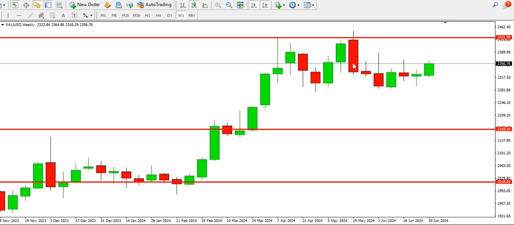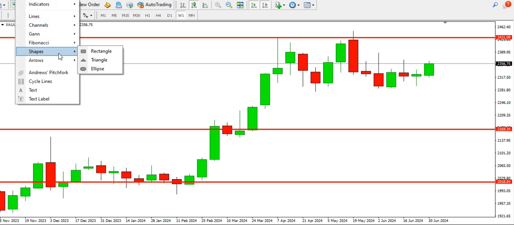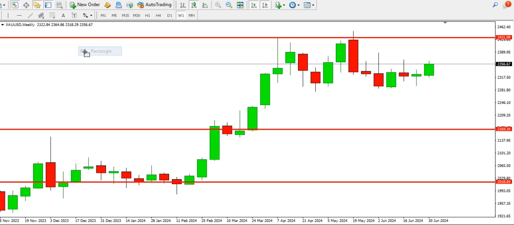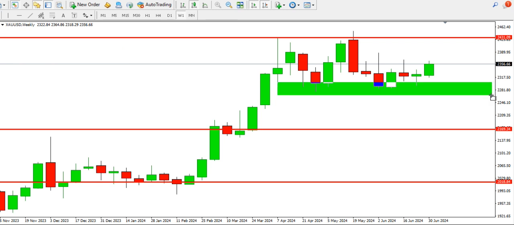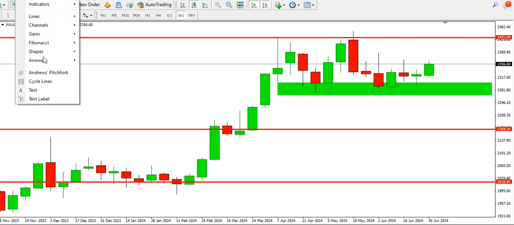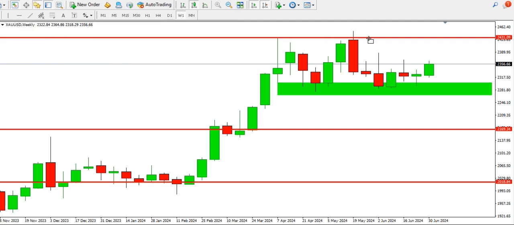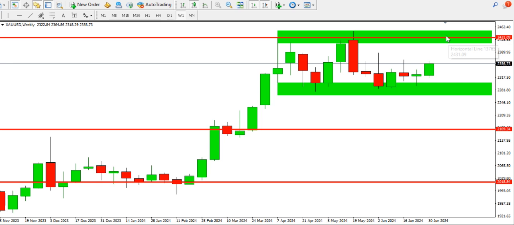But for now, on the weekly time frame, price of gold is ranging, but we don't know for sure how long this range will continue. We have the range low, the range bottom at that point, and we have the range top. This is the range top. Price might get to the range top and drop, but for now, price is ranging.